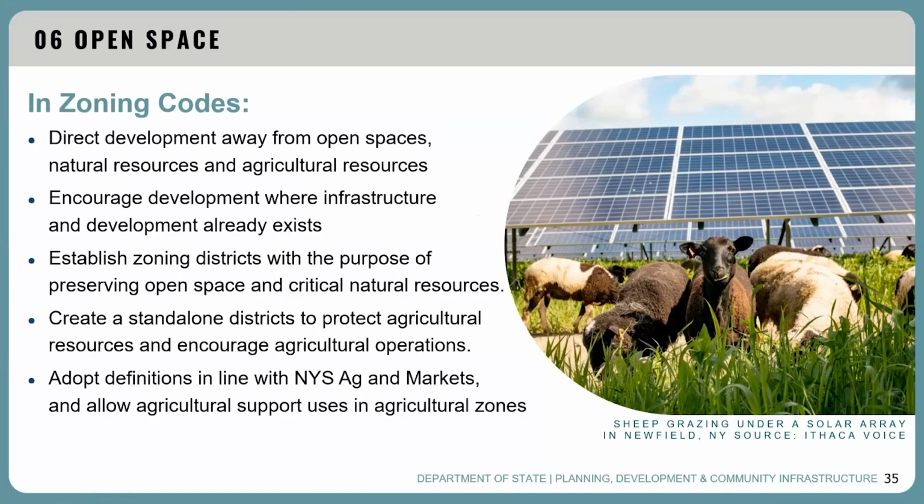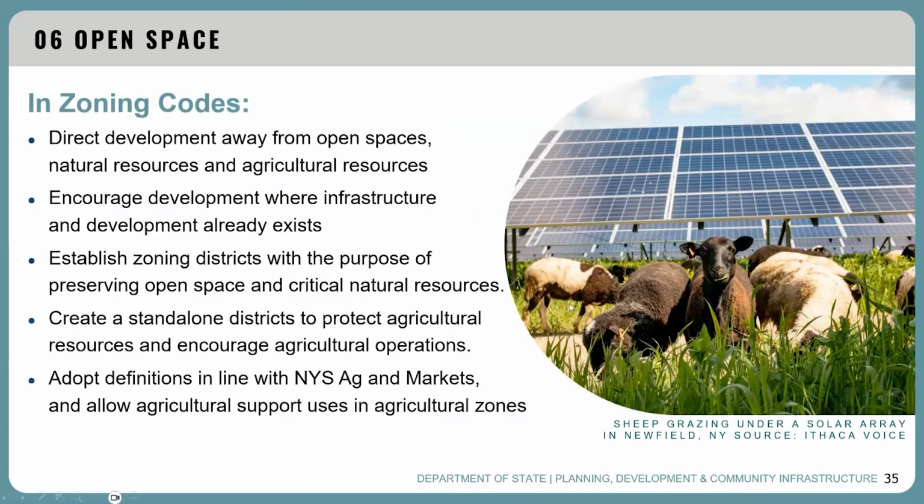Communities can direct development away from agricultural, open space, and natural resources through payment for development rights programs, overlay districts, establishment of specific zones for conservation, and allowing higher densities in already developed areas. Communities can utilize site plan review processes and articulate zoning districts that encourage more compact development in areas served by water and sewer infrastructure. To the right, we have sheep grazing under solar panels.